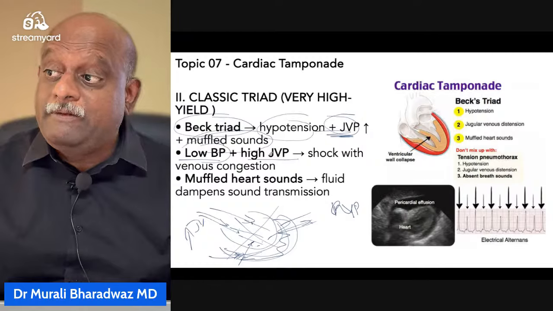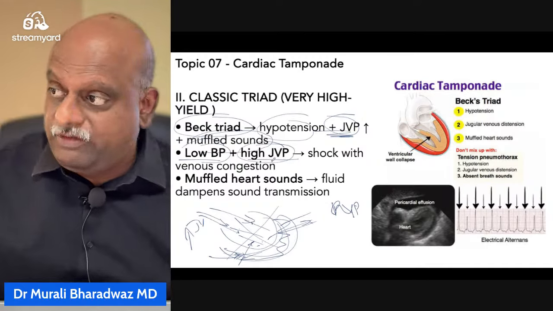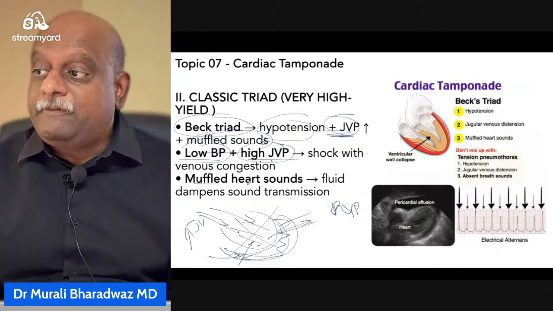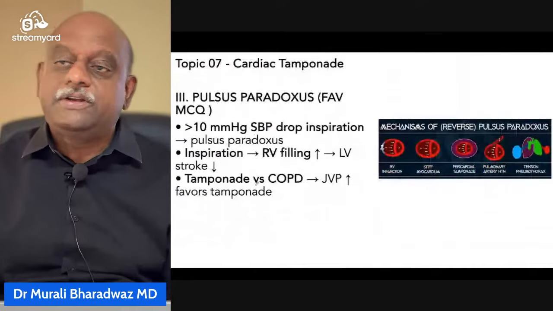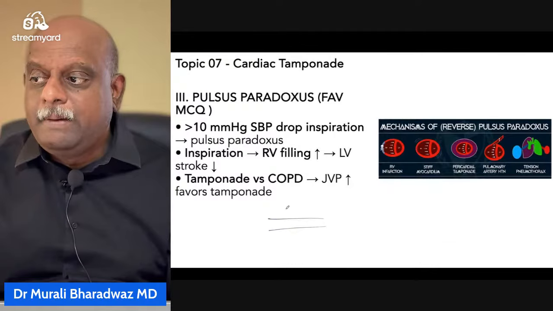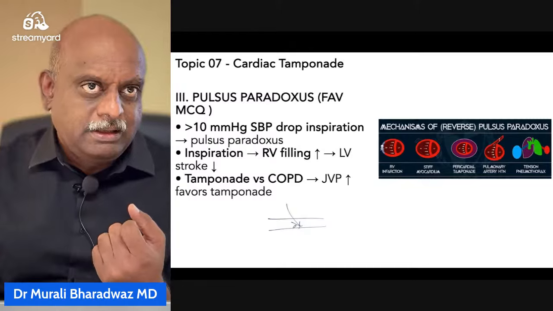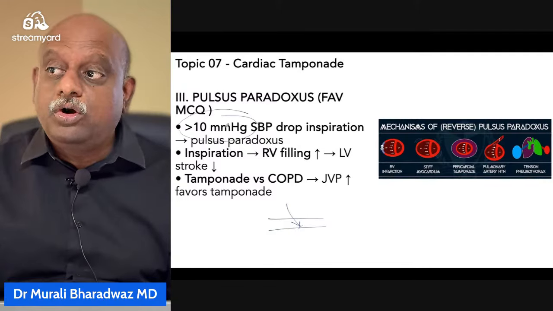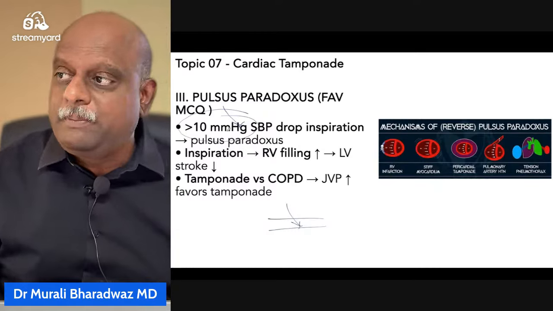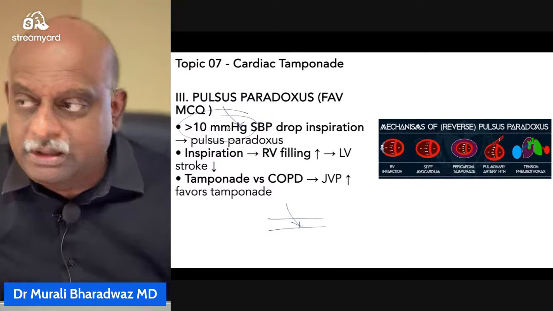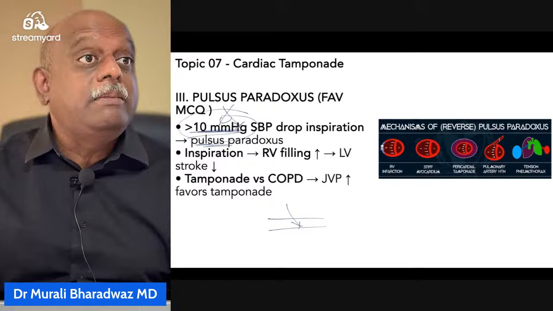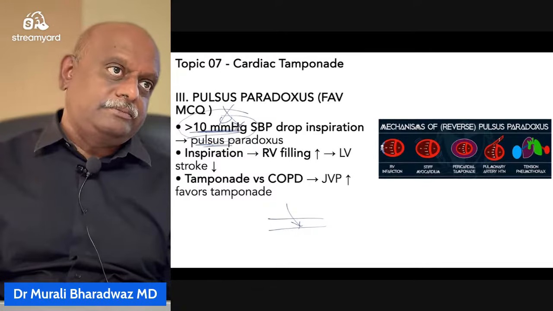Low BP with high JVP, the moment there is any shock. Muffled heart sounds, classical feature. Then when do you call pulsus paradoxus? How much decrease in the pulse pressure at the time of inspiration? More than 10 millimeters mercury decrease in the systolic BP during inspiration defines the pulsus paradoxus. Examiner's favorite question. How many millimeters of mercury or pressure?